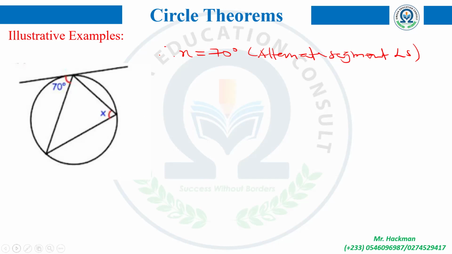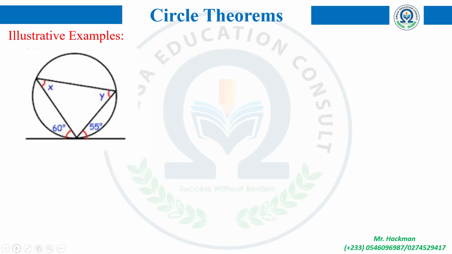Then we move on to the next one. We need to find x and y. If you look at this critically, you see that this angle 60 is made by this chord and the tangent, and this chord makes this angle at the circumference. So these two angles are related. Again, if you take this chord, it makes this angle with a tangent, and this chord is making a certain angle at the circumference. So we can again apply the theorem. The first one will be therefore x equals 55. Do you agree?